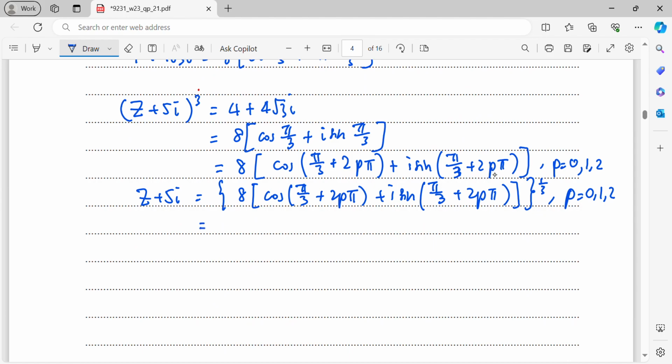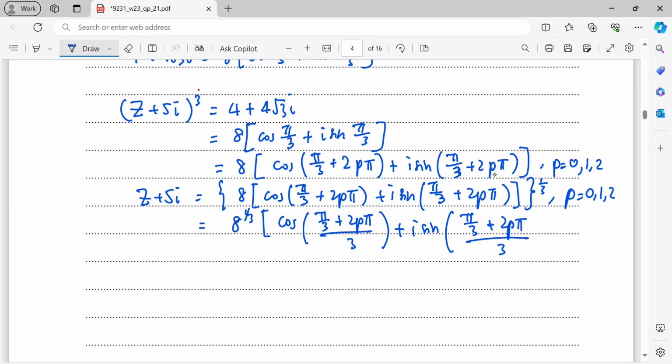Okay, so now you bring the power 1 over 3 into the 8 and also into the whole cos and sine. So I will get 8 to the power 1 over 3. Then according to De Moivre's theorem, this 1 over 3 you can just multiply to the angle there. So it will be cos of (pi over 3 plus 2p pi) over 3, because multiplying by 1 over 3 is the same as dividing by 3, then plus i sin of (pi over 3 plus 2p pi), divided by 3.